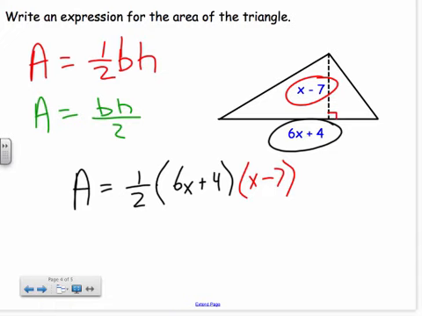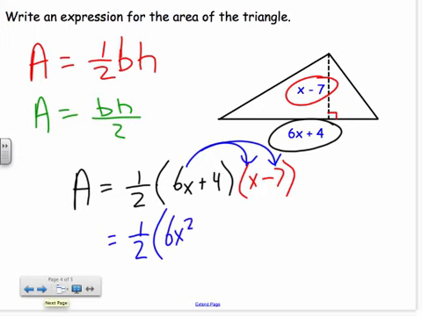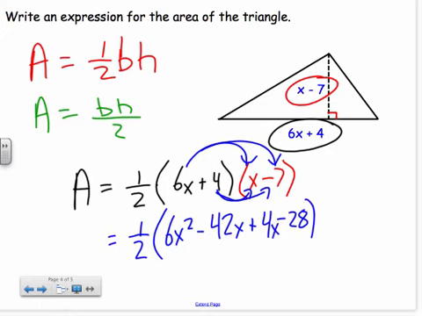I'm going to just bring my 1/2 down here first, because I'm not using that yet. And I'm going to distribute the 6x to that second binomial. And I'll keep this in parentheses. So 6x times x for a 6x squared. 6x times negative 7 gives us a negative 42x. And then we also distribute the 4, so 4 times x, positive 4x, and 4 times negative 7 for a negative 28. Oh, I forgot my x down. Okay, and then let's simplify that.